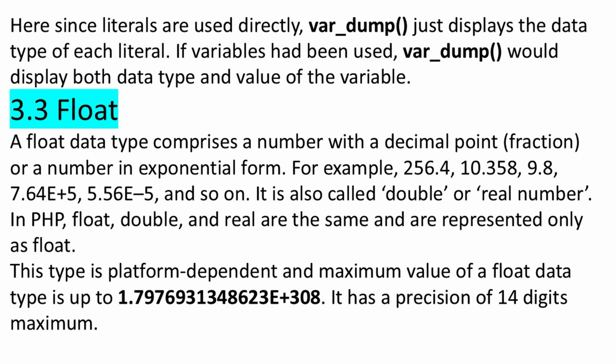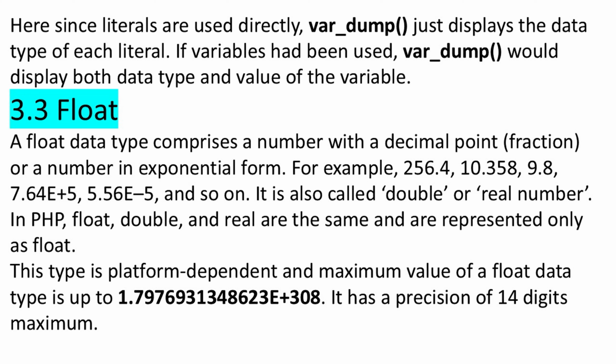In the previous example, we used var_dump to display information about different literals such as integers, floating point numbers, Boolean values, and arrays. Since we used literal values directly in the function, var_dump simply displayed the data type of each literal rather than variable names. If we had stored these values inside variables and then used var_dump on them, the output would have shown both the variable's data type and its actual value.